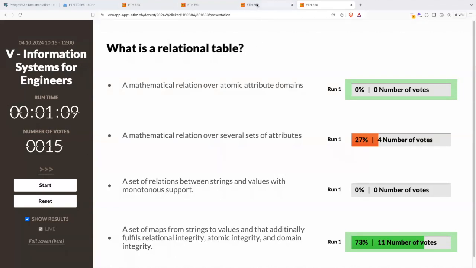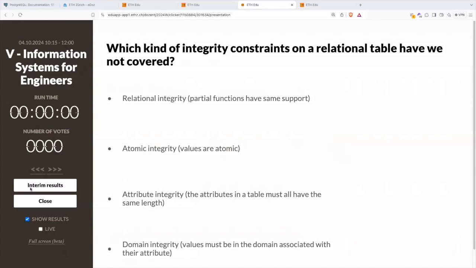Okay. And I have this other one. We have covered these three integrity constraints. I realize the question is a bit stupid because the answer was kind of the previous one. But anyway, which one of these is not one that we covered?